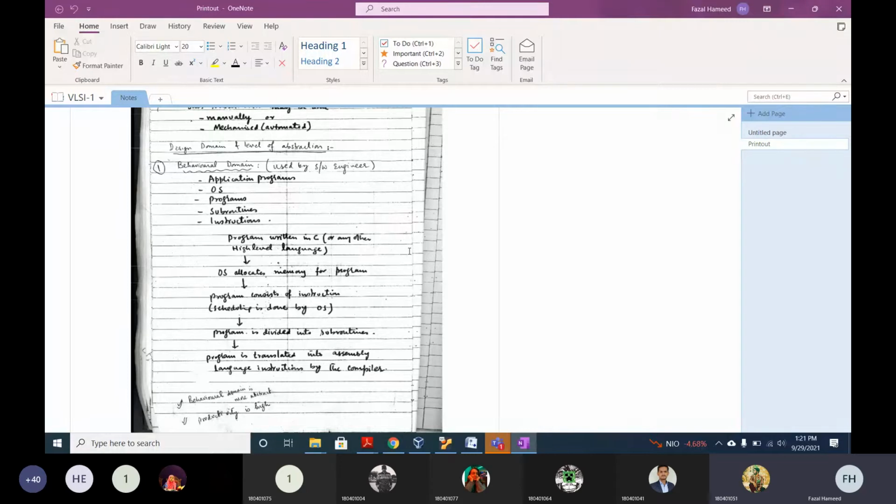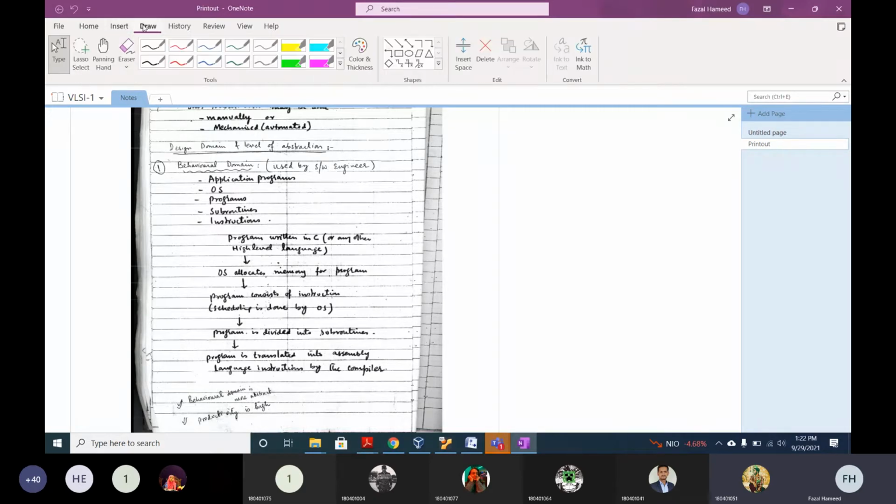But before explaining all these levels of abstraction, first I have to ask a question: what is abstraction? I have already taught it in the embedded system course. Can you let me know what is abstraction? Anybody? Sir, we have studied abstraction in C++. Can I tell you that concept?